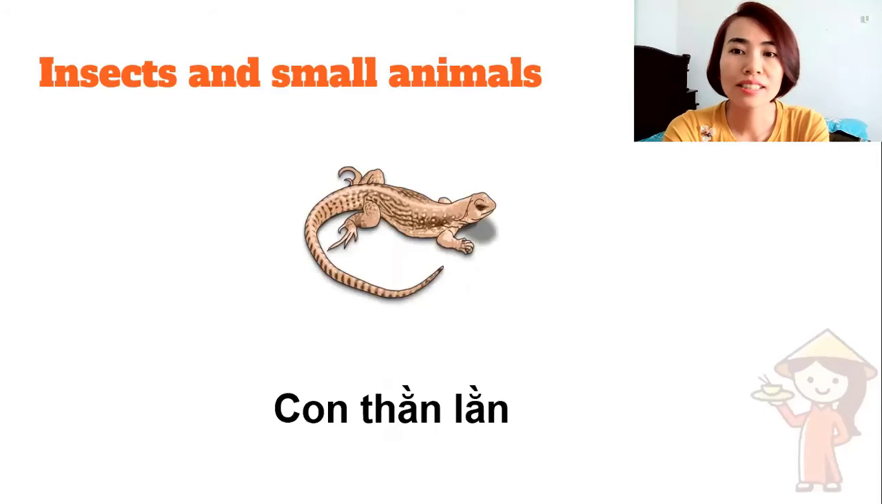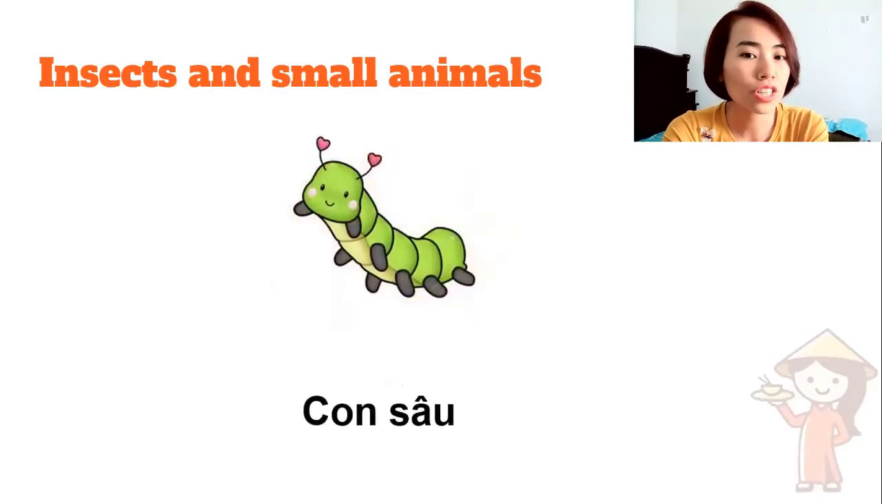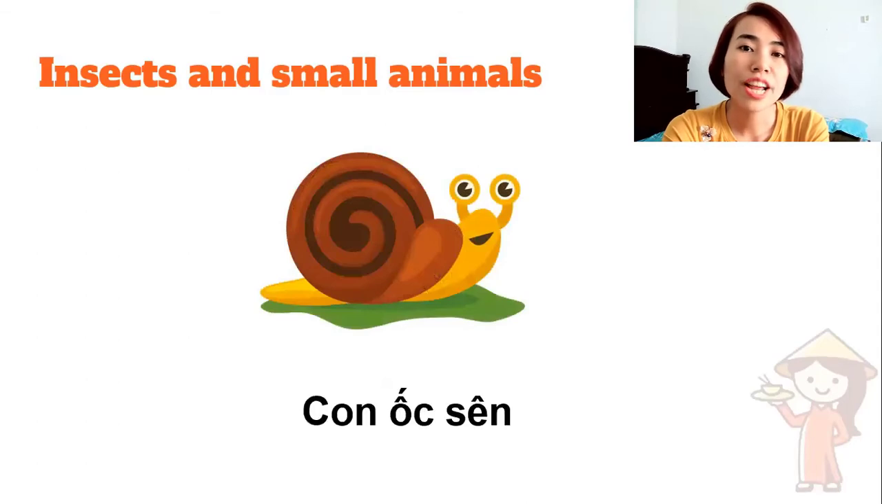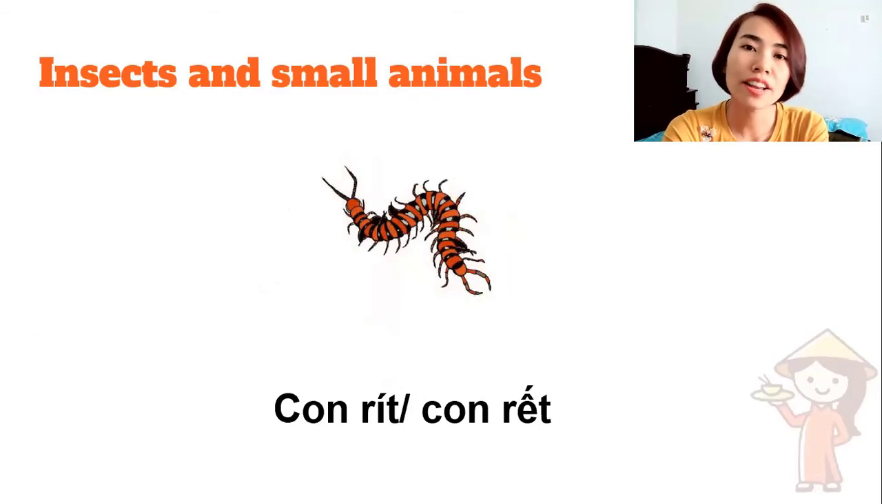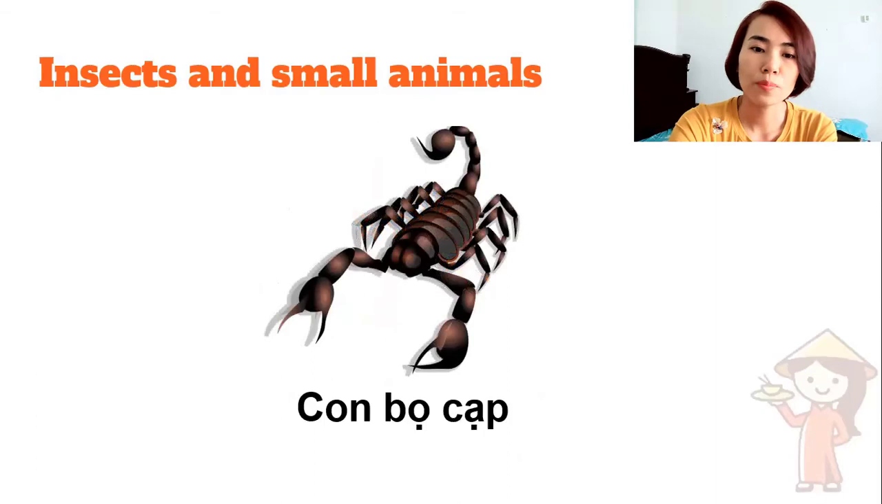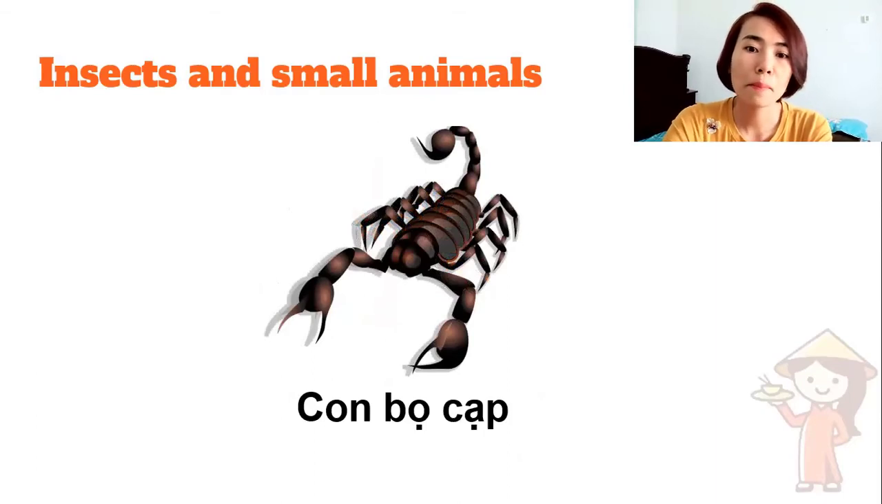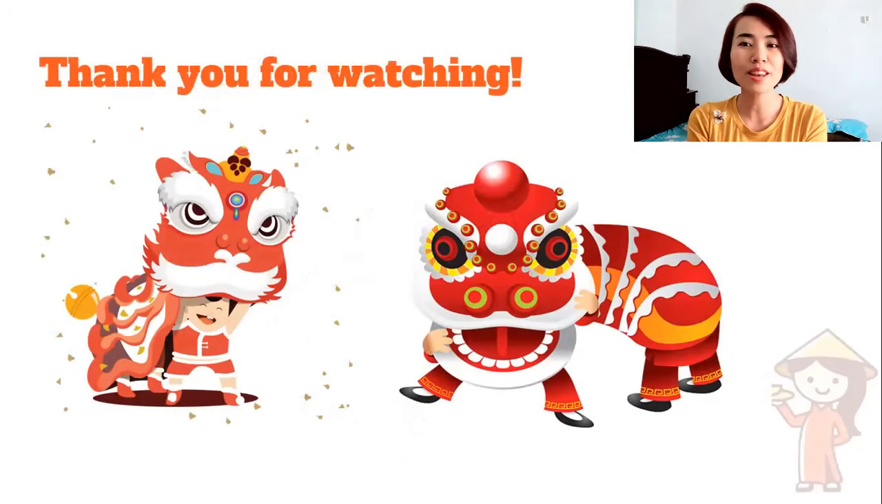A lizard, con thằn lằn. A caterpillar, con sâu. Con ốc sên. Con rít or con rết. So 2 ways to say it. Scorpion, con bọ cạp. So you can see bọ is repeated here. It's for hard shell insects. Con bọ cạp. Okay, that's all for the animals.